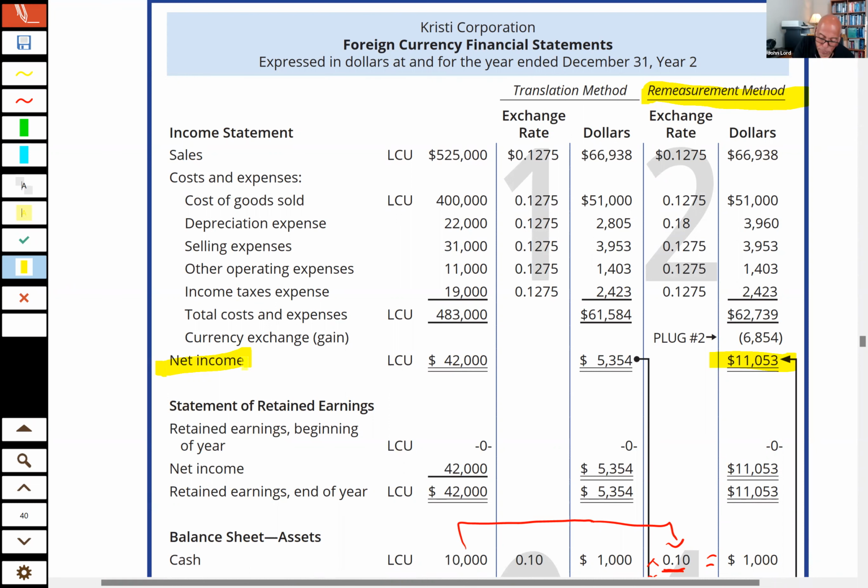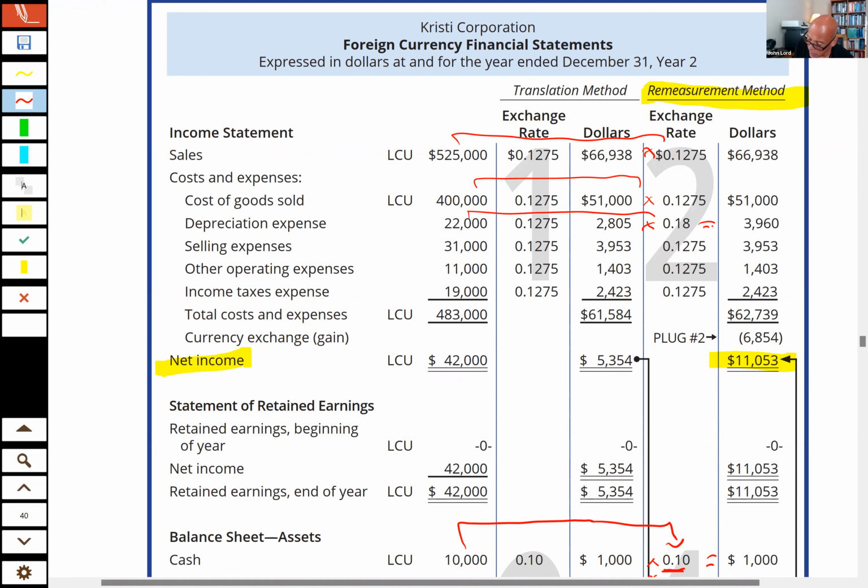And now I proceed to remeasure the other items on the income statement using the weighted average for the sales. Sales occurred evenly throughout the year. Therefore, my cost of goods sold uses the weighted average. For balance sheet related items like depreciation, I use the historical rate, and then I use weighted average for pretty much my other expenses that aren't related to the balance sheet.